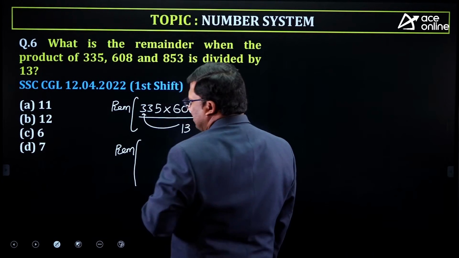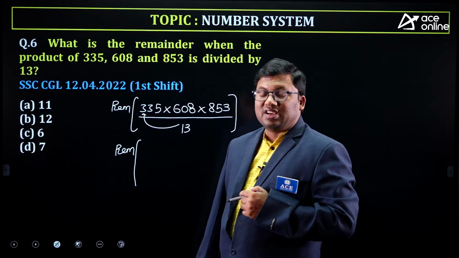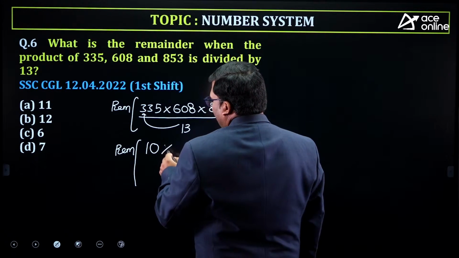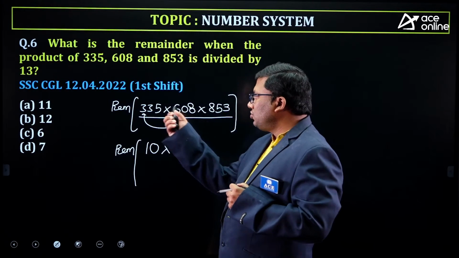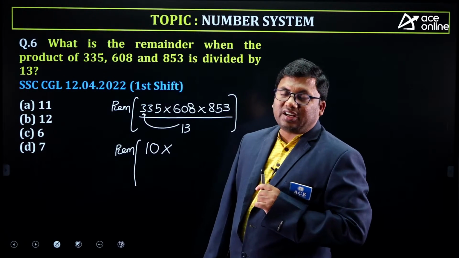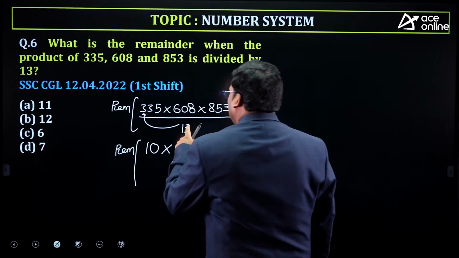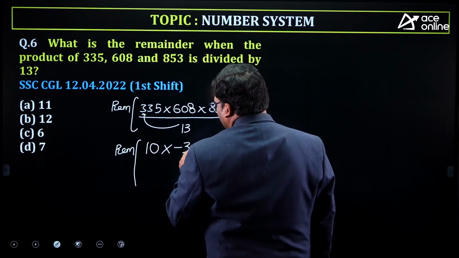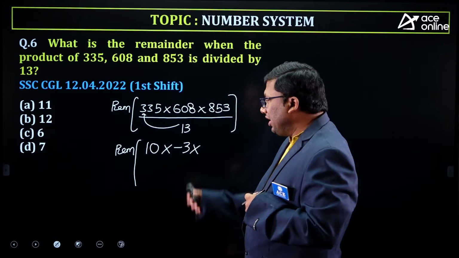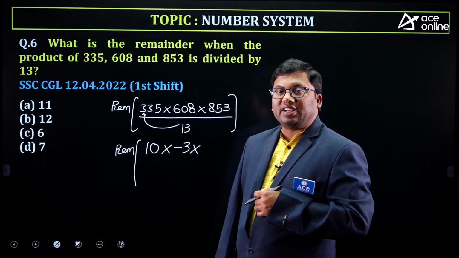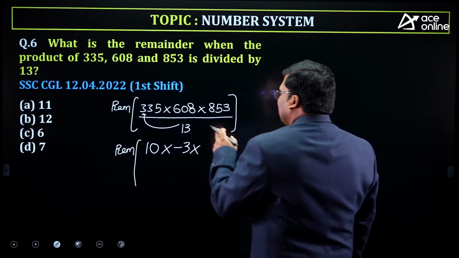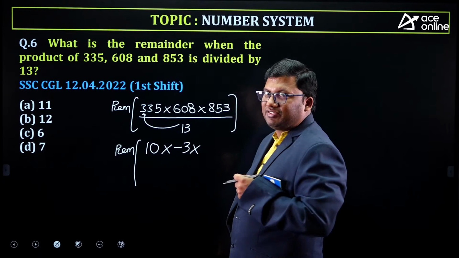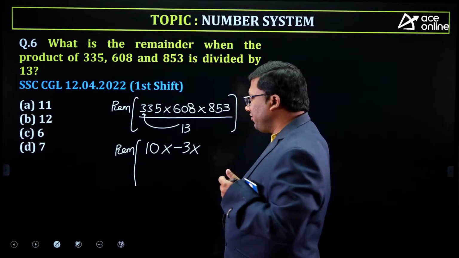13 2s are 26, so the remainder for 335 is 75. 13 5s are 65, so it is 10. Are you all with me? 13 4s are 52, so 608 gives 88. 13 7s are 91, so the remainder is minus 3. 13 6s are 78, so 853 gives 73. 13 5s are 65, so it is 8.